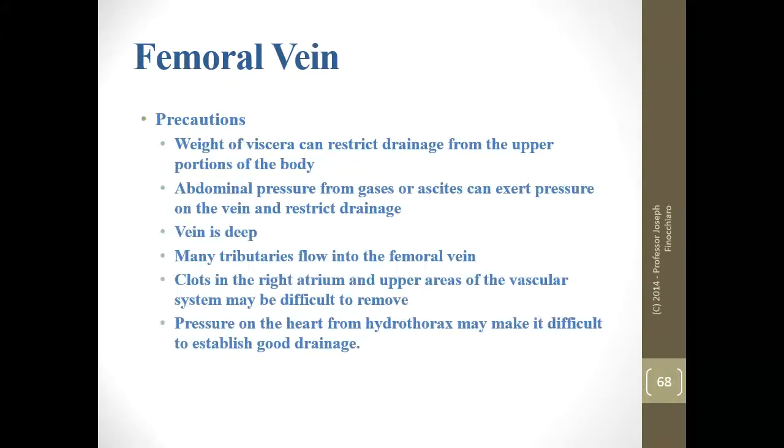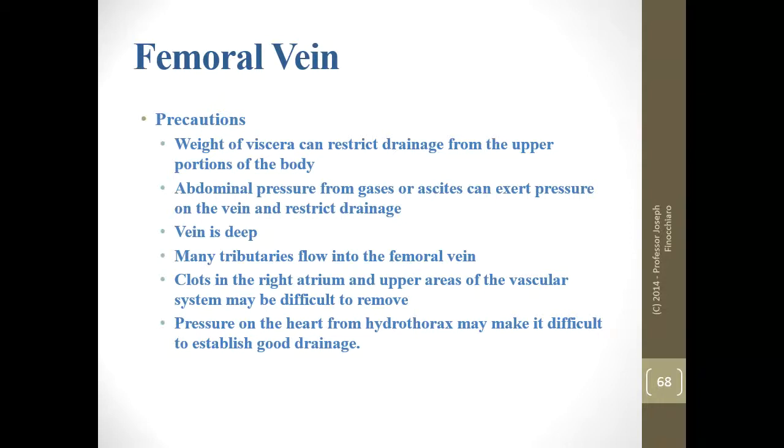Let's keep going. Precautions. The weight of the viscera can restrict drainage from the upper portions of the body. As it's pushing up and trying to come back around, there's only a fixed set of pressure coming around towards the drainage side, which means if it's not enough to push through the weight of the viscera, it will back up and cause swelling in the upper extremities and face. Abdominal pressure from gas or ascites can exert pressure and restrict drainage.